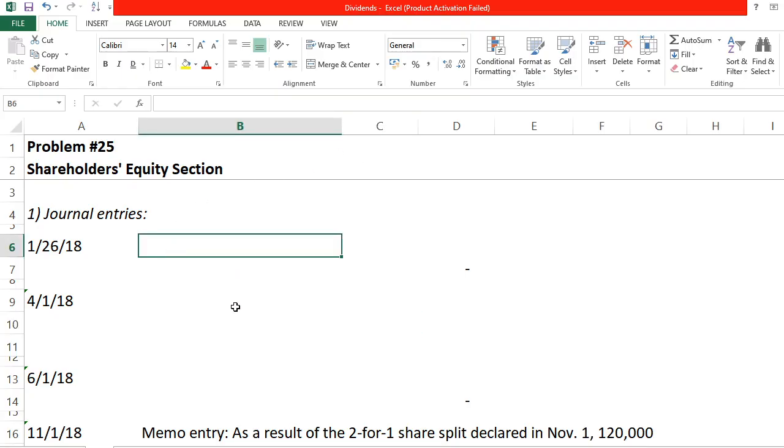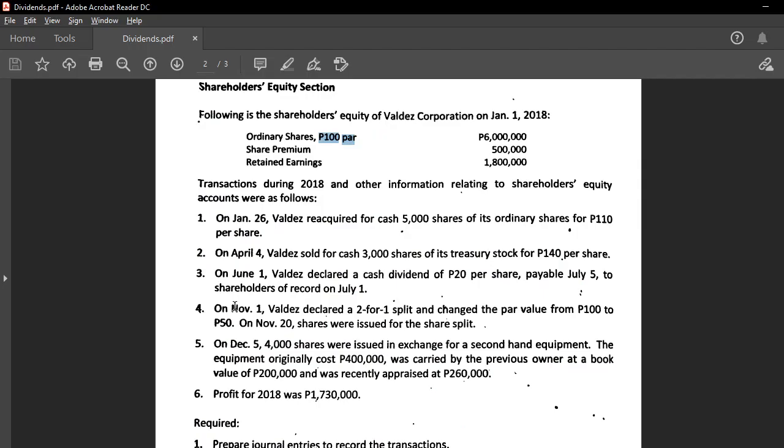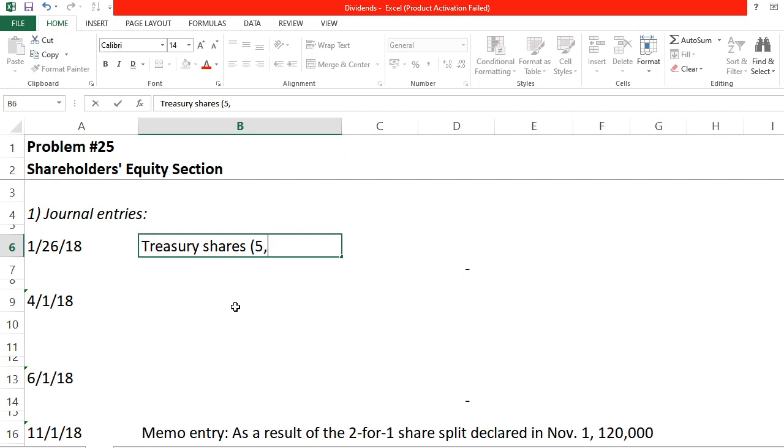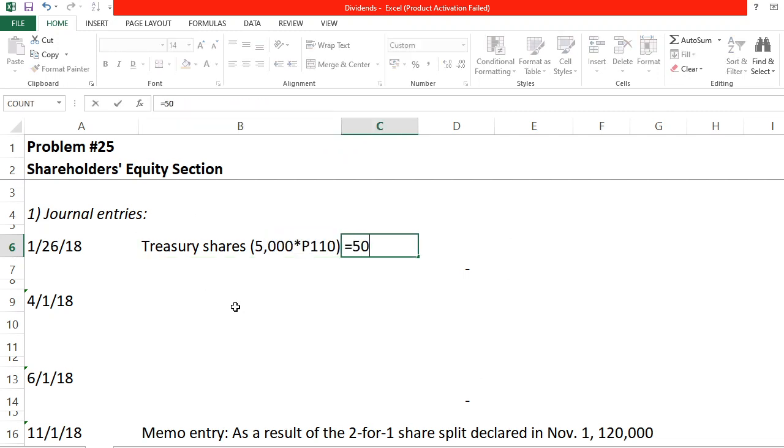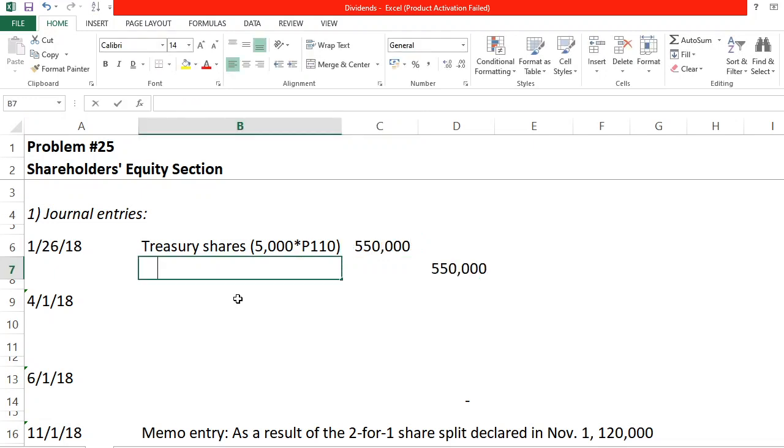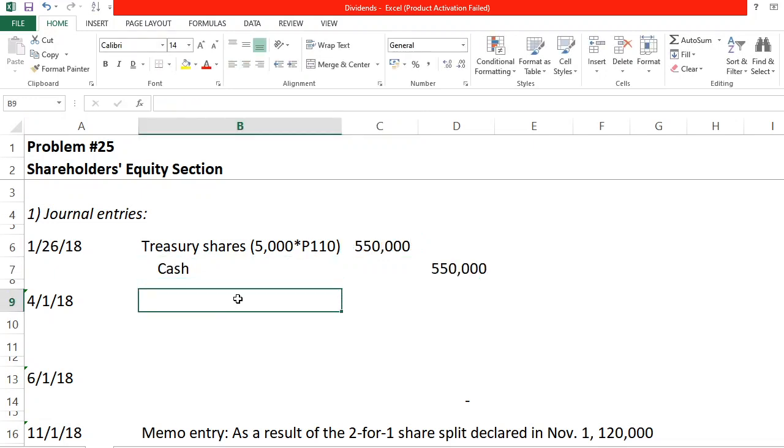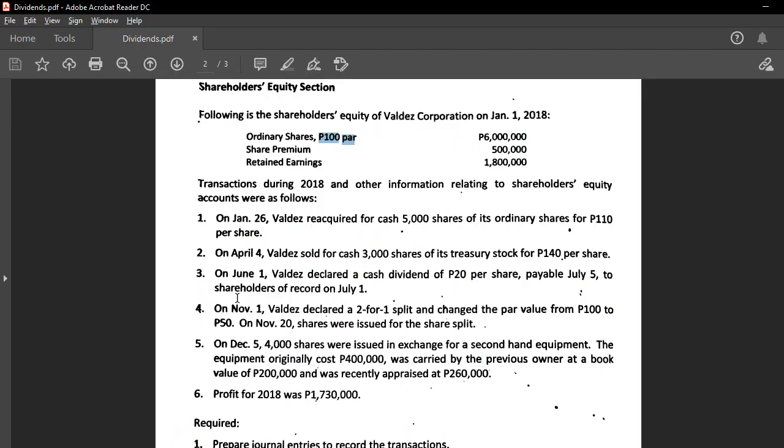We have here January 26. Treasury shares at cost, and that's 5,000 times 110. And credit cash. We bought the shares from our shareholders. On April 4, Valdez sold 3,000 shares for cash, 140 per share.